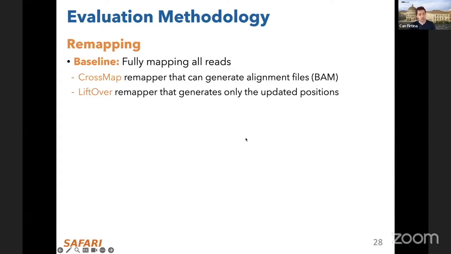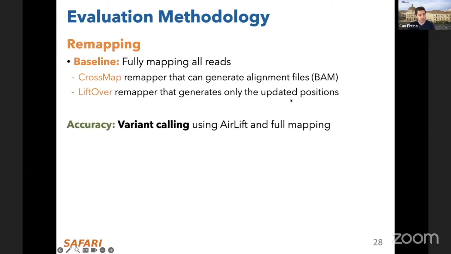And we also compare AirLift to two state-of-the-art works. One is CrossMap, which is a remapper that can generate the alignment files, and also Liftover, which is a remapper that generates only the updated positions. To calculate the accuracy, after remapping, we perform variant calling using AirLift and full mapping.